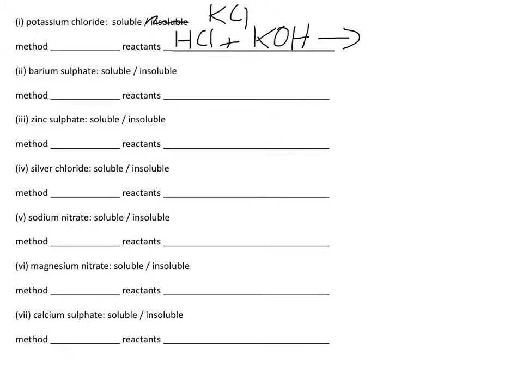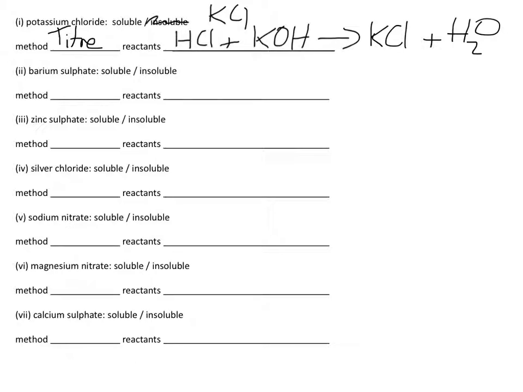As the salt is soluble, we need to decide if our base, which is KOH, is soluble or not. So in this case we have to look back at the table again. Is potassium hydroxide soluble? Yes, it is. So we're going to have to use the titration method. I'll call that titra. And I'll just fill out the rest of the equation here: KCl and H2O.